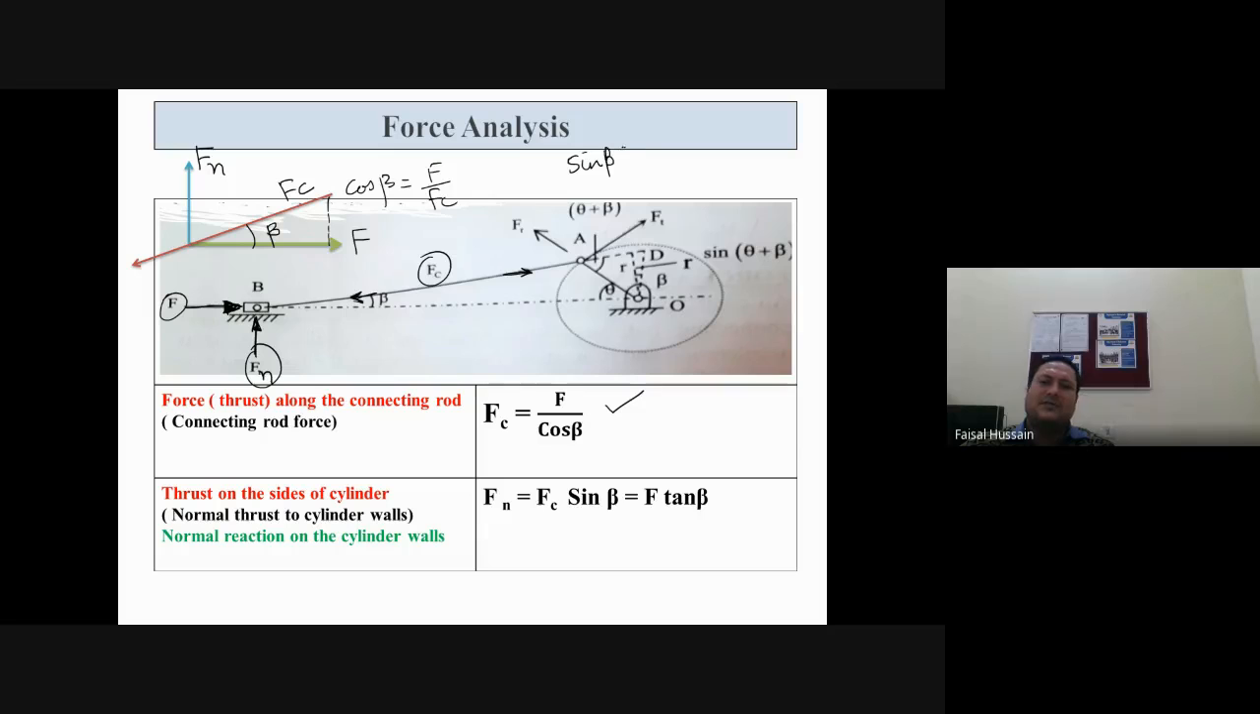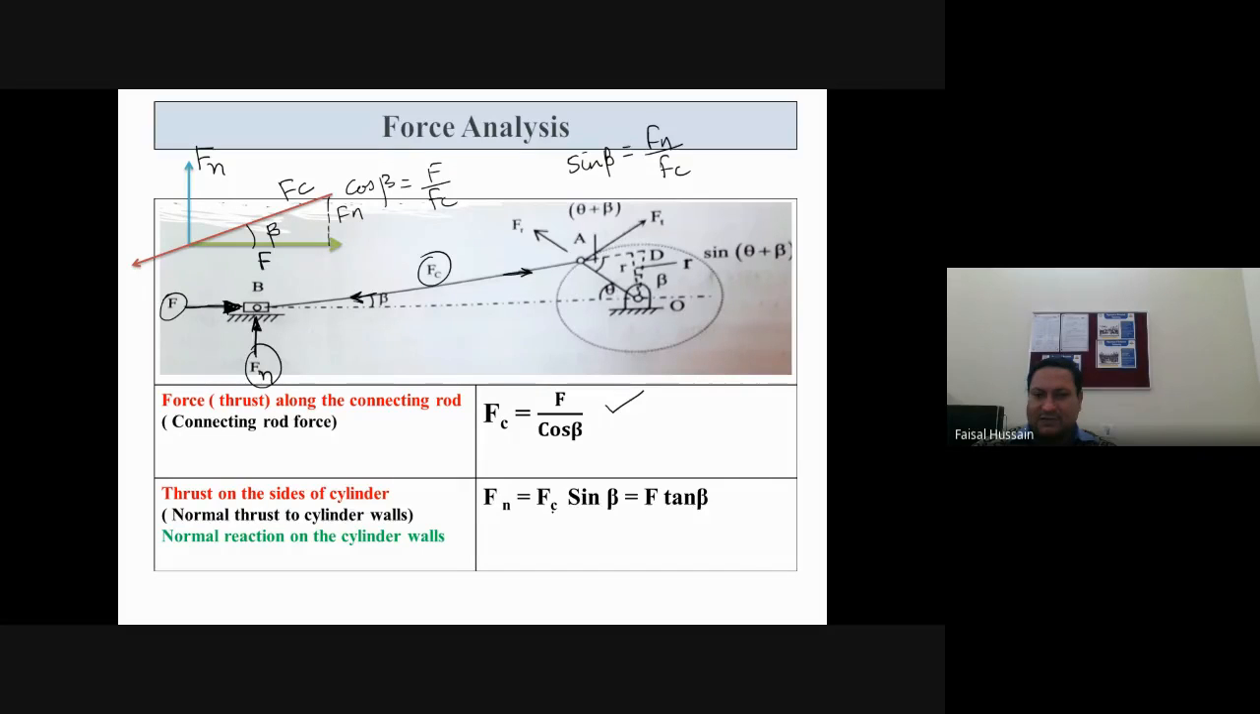What is sine? Opposite side upon hypotenuse. So your Fn will be... I've just used trigonometry. This is F, this is your Fn, and this is your Fc. So sine beta will be opposite side upon hypotenuse, so Fn will be Fc sine beta.